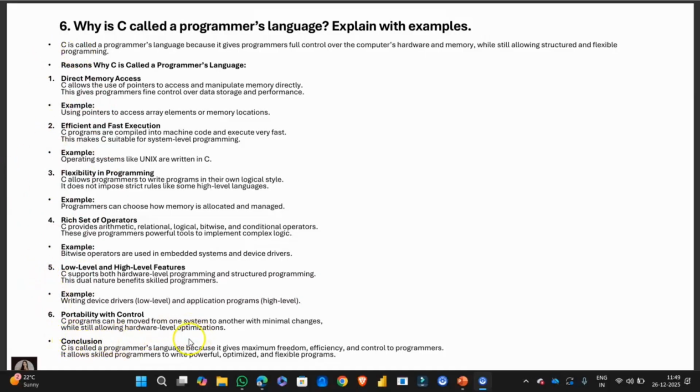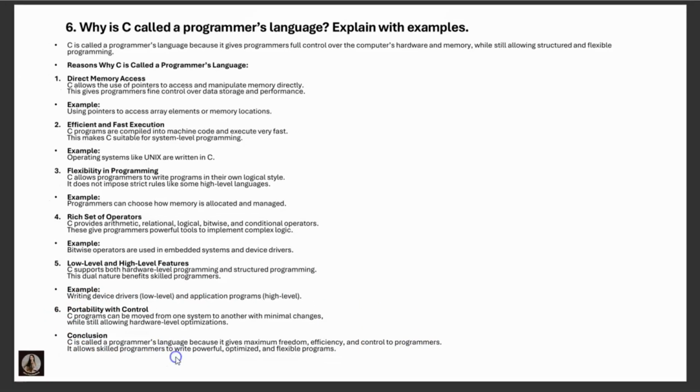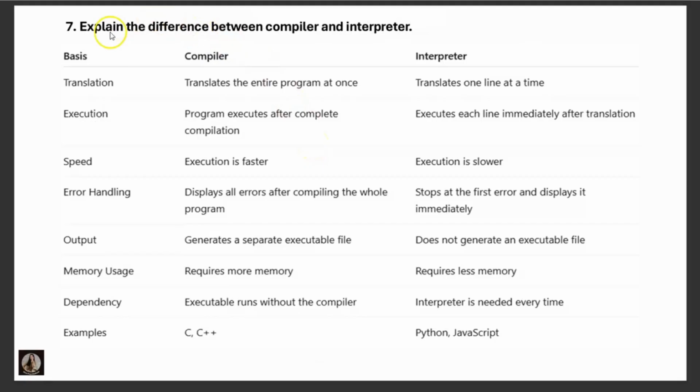C is called programmer's language because it gives maximum freedom, that is flexibility, efficiency and control to programmers. It allows skilled programmers to write powerful, optimized and flexible programs as well. Clear? Let us move to the next question. Explain the difference between compiler and interpreter.